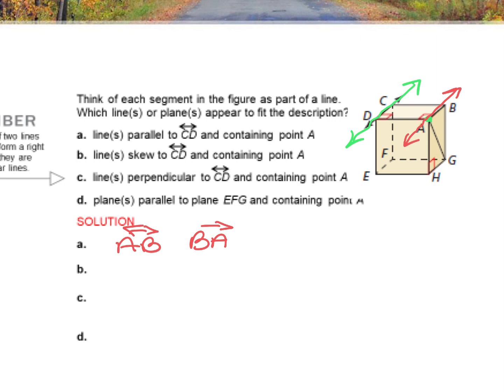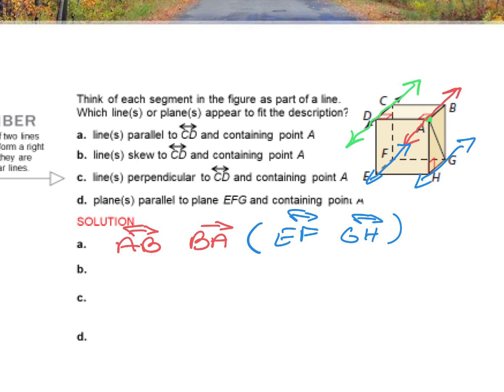Now, let's say instead they didn't have containing point A. Another line that would be parallel to CD, just to practice, that doesn't include point A, could be EF, because that's parallel to the green one, and so is GH. So you could also say EF if it didn't specify that it had to have A. So these are also parallel, but what's missing is they don't go through point A.